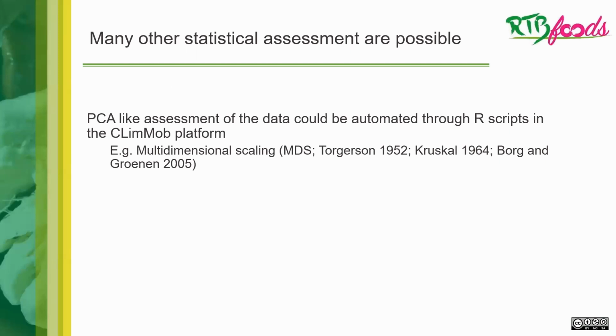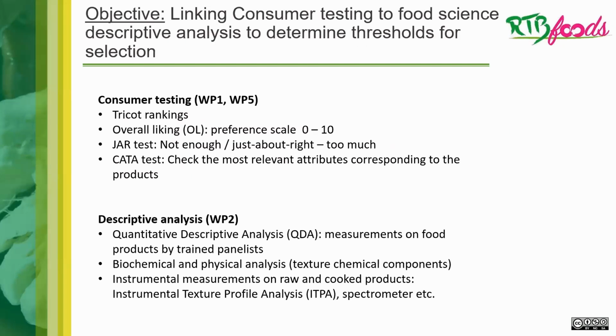So there are many statistical things possible with TRICOT methods, and also a normal PCA is not possible, but we can look into multidimensional scaling, which will provide you with similar results.